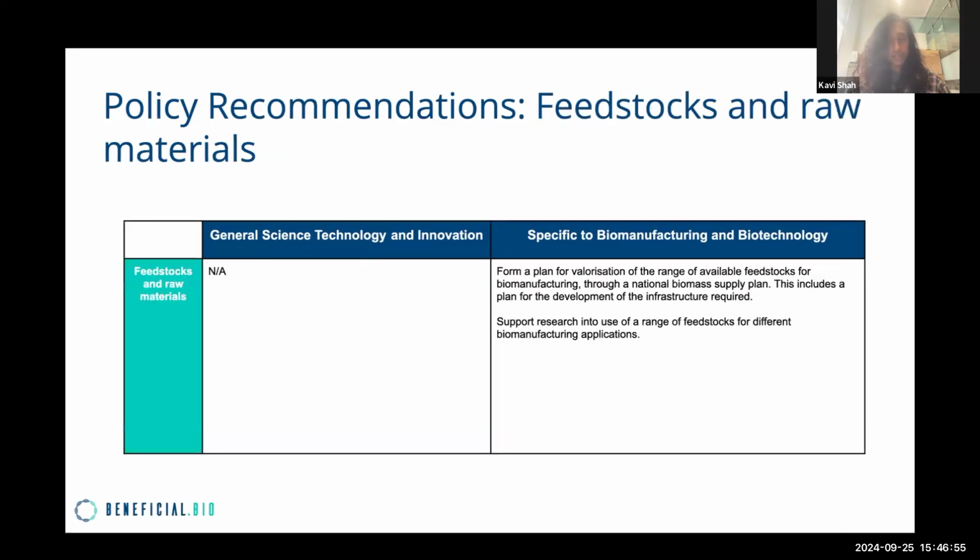And also forming a plan for the valorization of available feedstocks. And here, for example, America have put together a document planning how they can best utilize their biomass, and similar kind of thoughts about supporting the infrastructure required for movement of biomass and transforming it into higher value products could be a useful exercise.